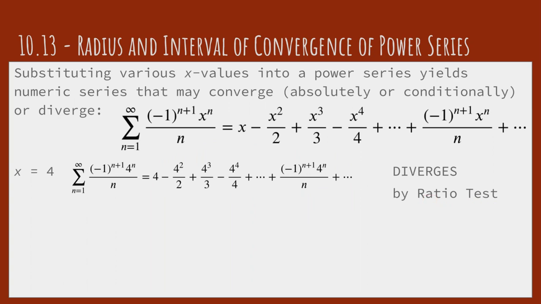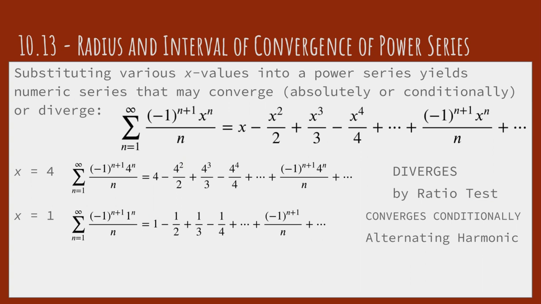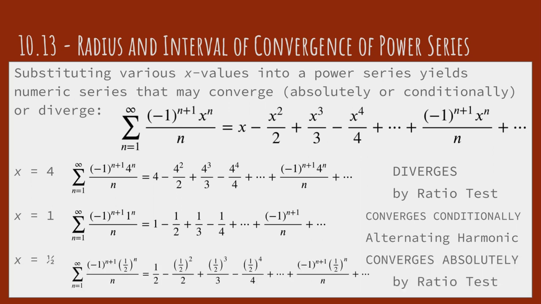If we plug in x equals 1, we get another series. Notice that when we plug in x equals 1, we actually get the alternating harmonic series, which we know from before converges conditionally. So when x equals 4, the series is going to diverge. When x equals 1, it's going to converge conditionally. If we plugged in 1/2 for x, then we get a series that converges absolutely by the ratio test. So I just chose 3 x values. We could plug in any x value we want, and then once we get a series, we can check to see if that series is going to converge or diverge.